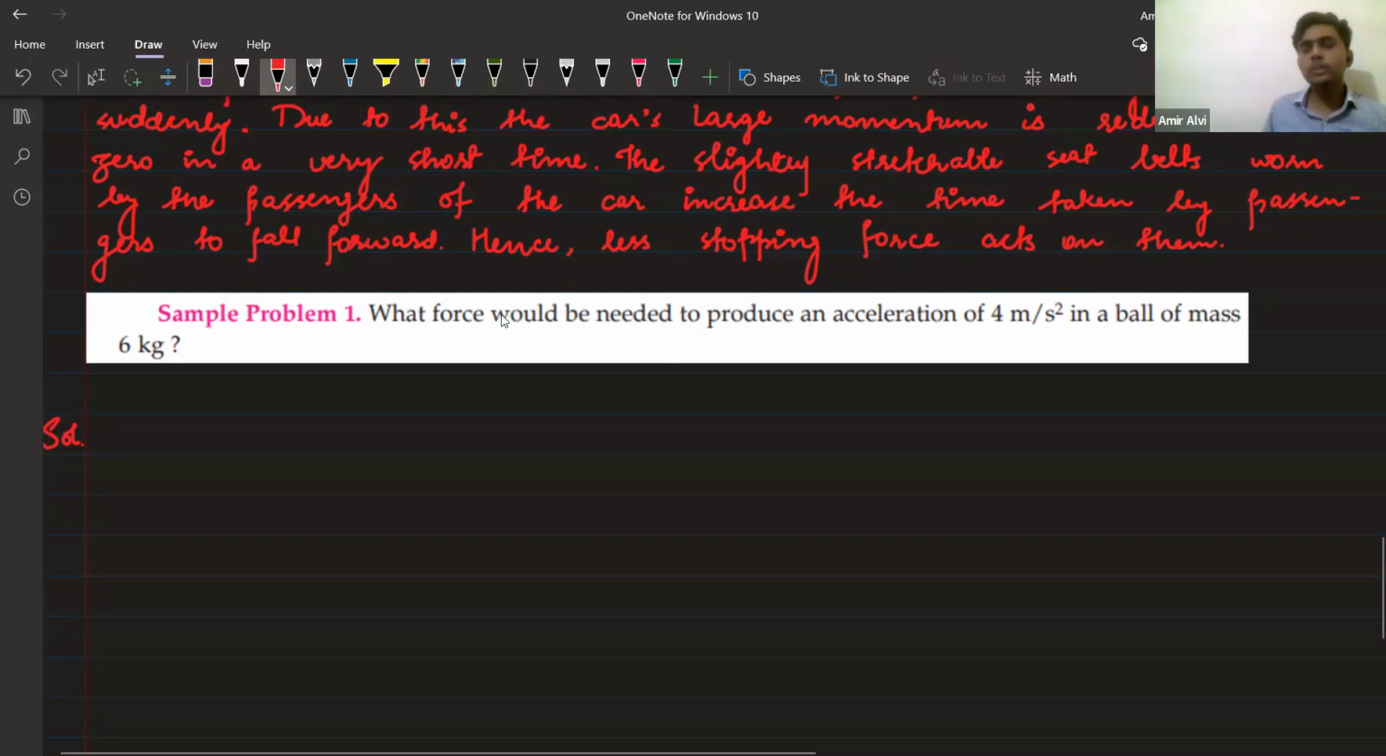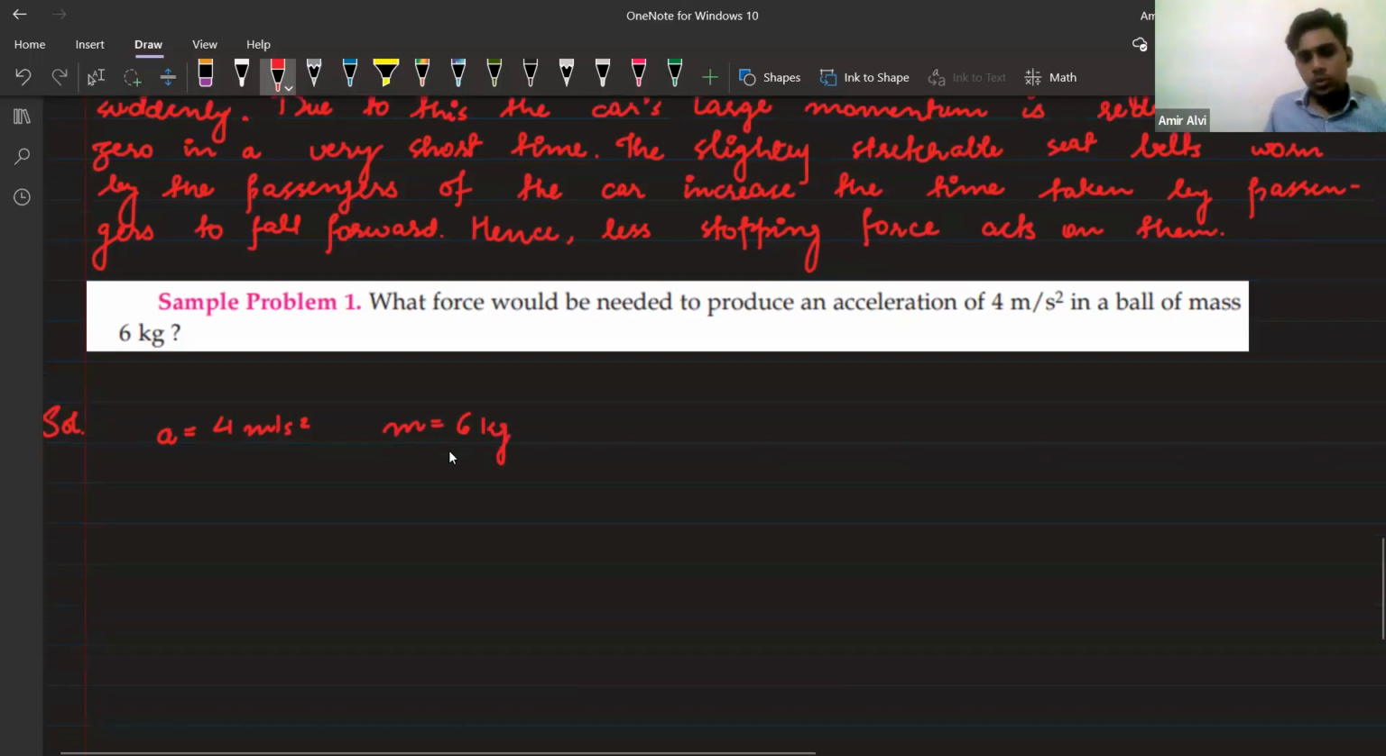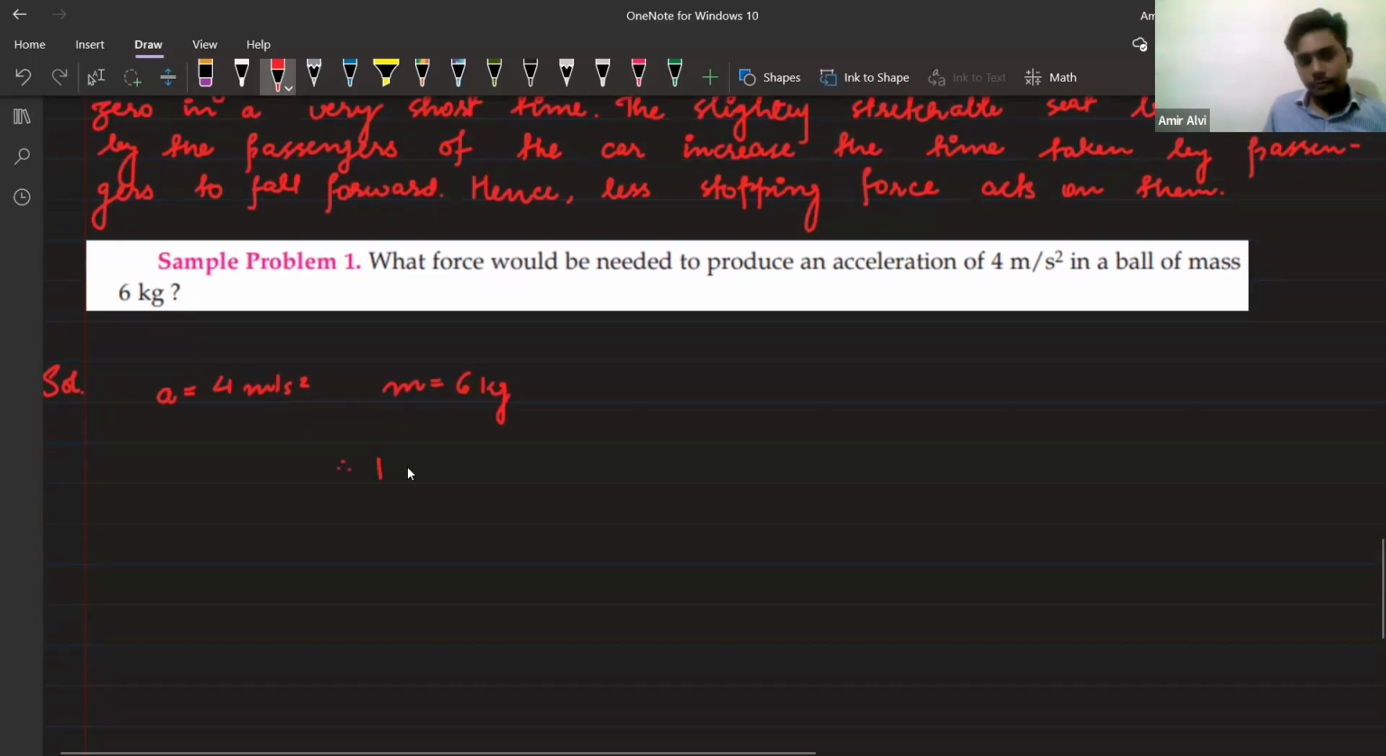Solution. As you can see, the question is what force would be needed to produce an acceleration of 4 meters per second square, and the mass of the body is 6 kg, right? So according to the formula, force is the product of mass and acceleration. So 6 into 4 is equal to 24 Newton. Is this clear to all of you? Please let me know. Any doubt so far to anybody?